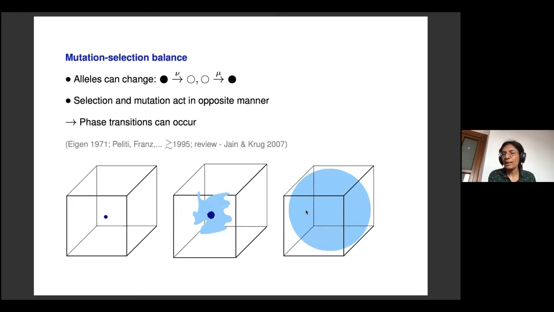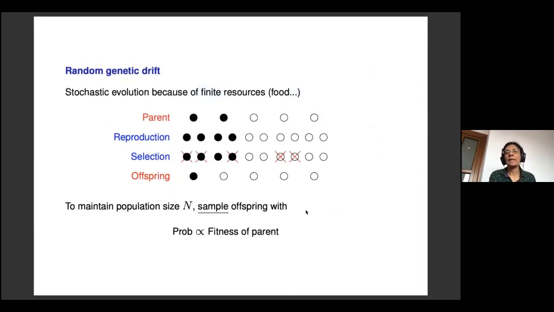And actually, one can make these statements more precise. One can actually have phase transitions. And that's something which physicists have worked quite a lot. And I myself got interested in this topic because of this kind of phenomenon. Okay, so we spoke about mutation, we spoke about selection. But now let me come to random genetic drift.